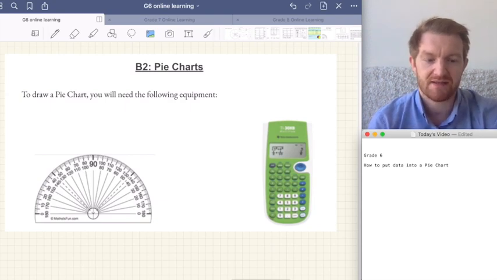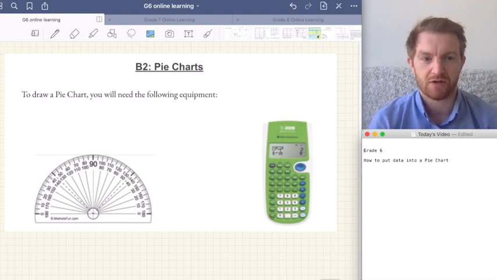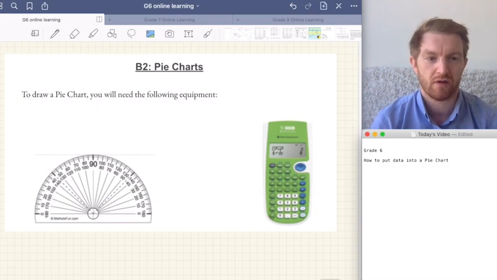So that said, let's move straight into what we're going to do today and how you're going to do a pie chart. We're just going to run through a quick example, and then you're going to have a little practice on your own at some hand-drawn pie charts.